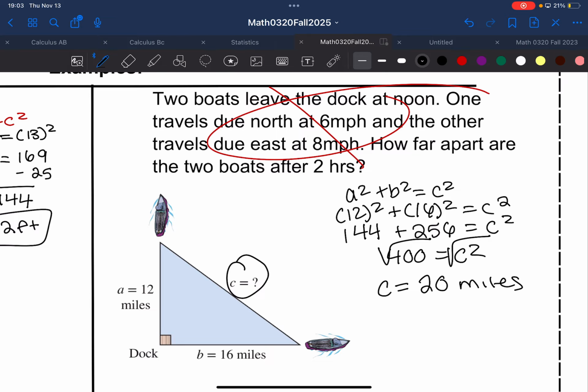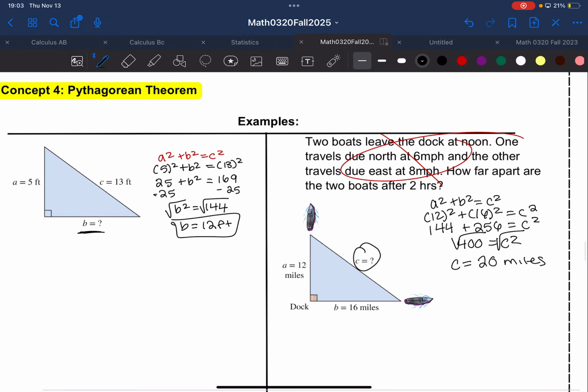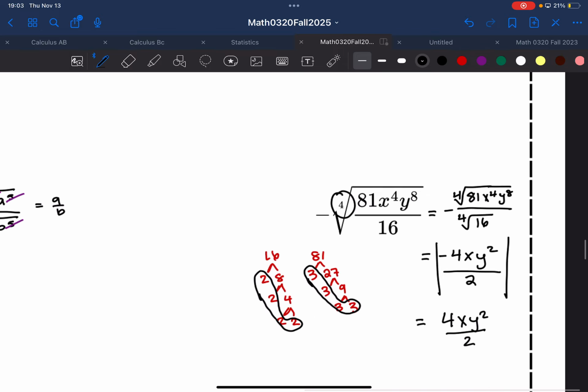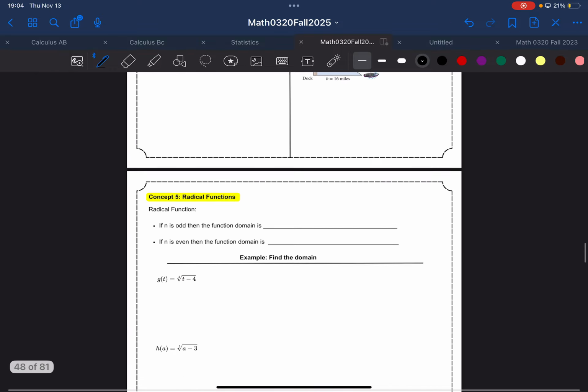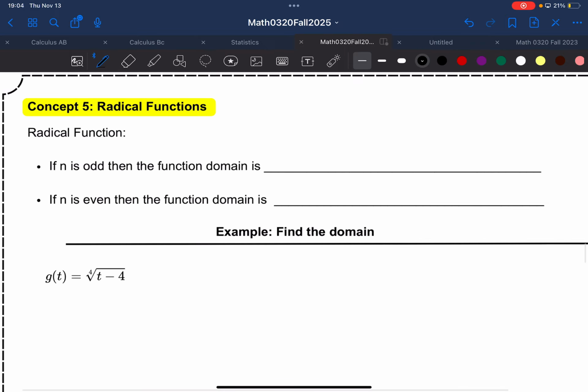Okay, so I would say, yes, these applications are useful, but you're not going to be tested on this. You're going to be tested more on what we just did up here, being able to simplify these radicals. Another thing would be the last part, and that's radical functions, and most specifically how to find restrictions. So first we have to define what a radical function is. A radical function is f of x equals the nth root of x. So that could be the square root, the cube root, the fourth root, etc.